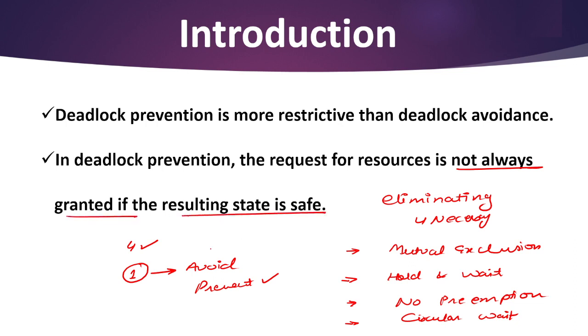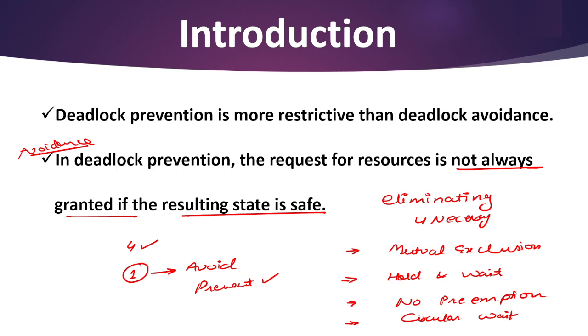Okay, in deadlock avoidance the request for resources is not always granted if the resulting state is not safe. This is the definition of the deadlock avoidance technique. Now let's move to the deadlock prevention introduction. Remember one thing: the possibility of deadlock is excluded before making any request by eliminating one of the necessary conditions, and this is called deadlock prevention. This is the general statement जो कि हर साल हर बार एग्जामिनेशन में आती है.